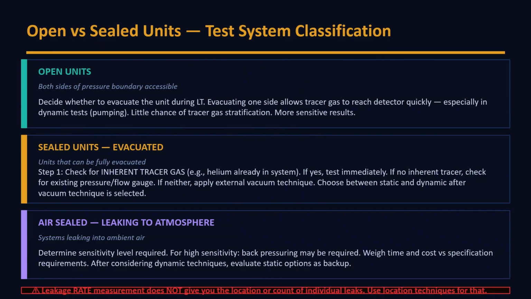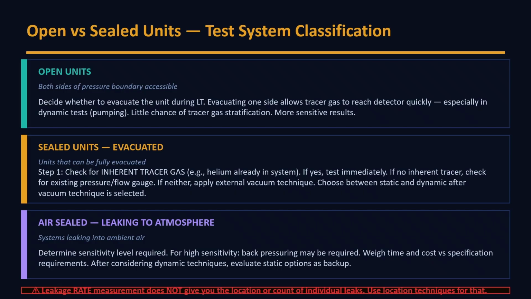Now let's classify systems. In leak testing, systems are commonly divided into open units and sealed units. Let's start with open units. Open units allow access to both sides of the pressure boundary. These systems are generally easier to evaluate. The inspector can choose whether to evacuate one side, apply tracer gas, use dynamic testing, or use static testing. Open access provides flexibility.